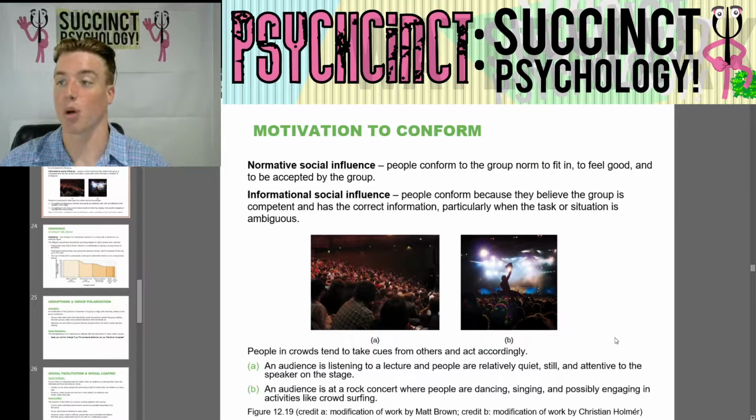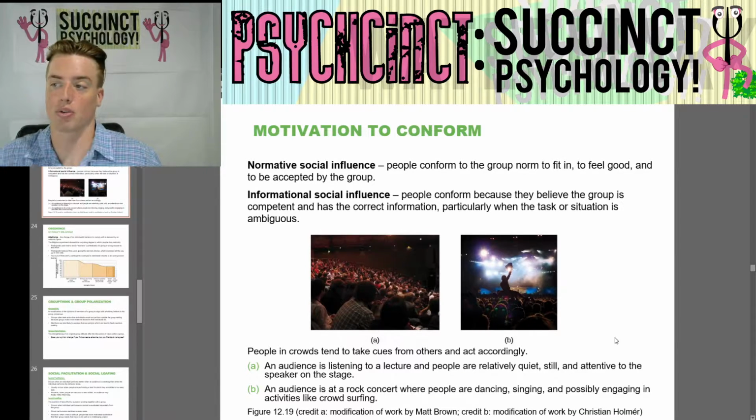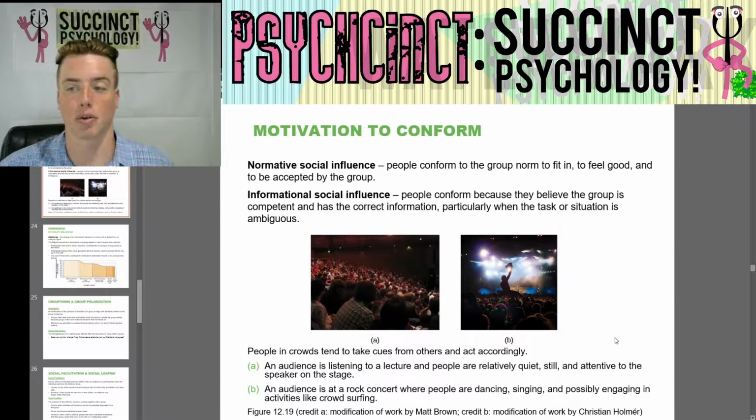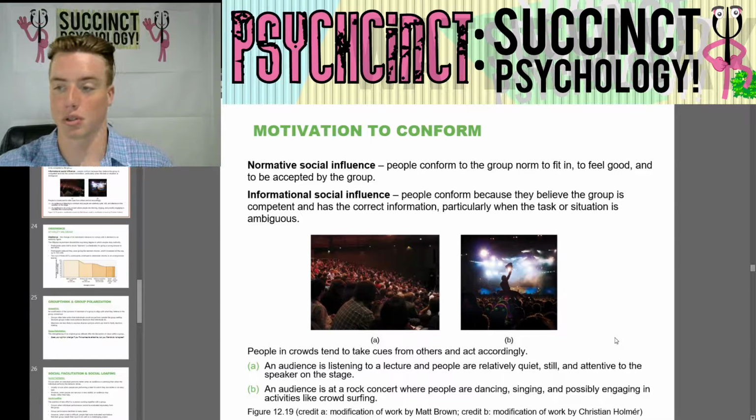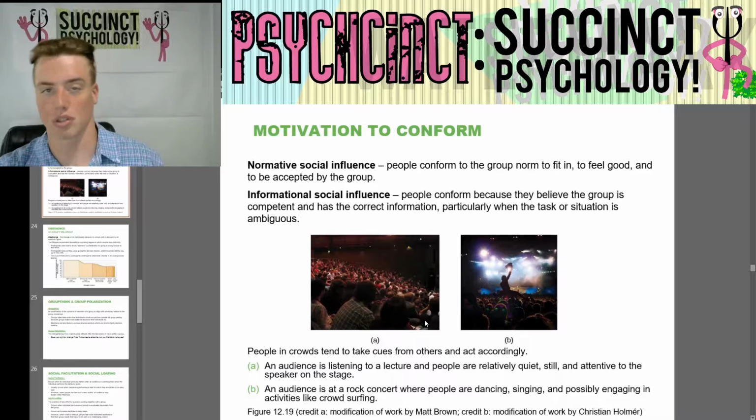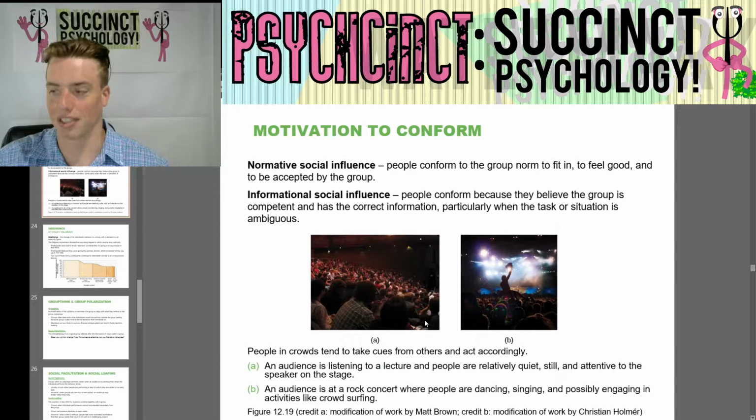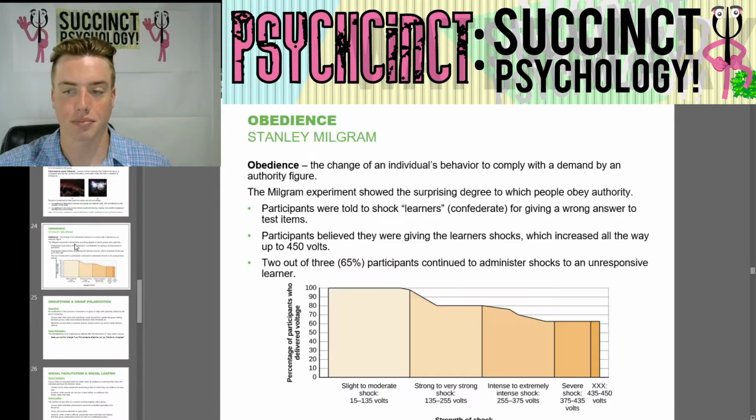So first we have motivation to conform. You have the normative social influence. People conform to the group norm to fit in, to feel good, and to be accepted by the group. And informational social influence. People conform because they believe the group is competent and has the correct information, particularly when a task or situation is ambiguous. So see here, figure A, they're all sitting quietly, so the social influence there is that, okay, I'm not going to stand up and start screaming, whereas image B, it's the complete opposite, everybody's screaming and freaking out.